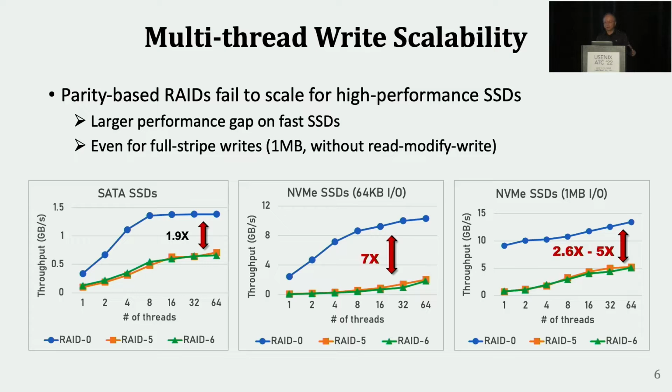The write throughput of RAID5 and RAID6, for example, is only 1/7 of that of RAID 0 on NVMe SSDs. So even for the most stripe-write-friendly access pattern, which is the full stripe write, which doesn't involve the read, modify, and write, still there is a big gap, as you can see here.